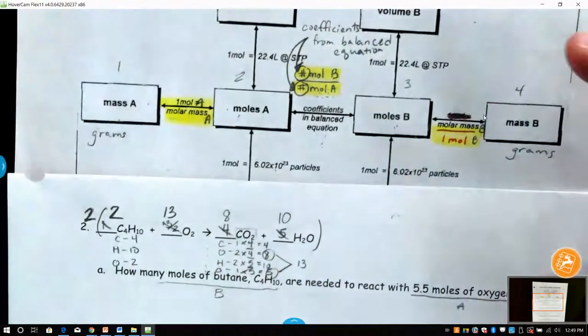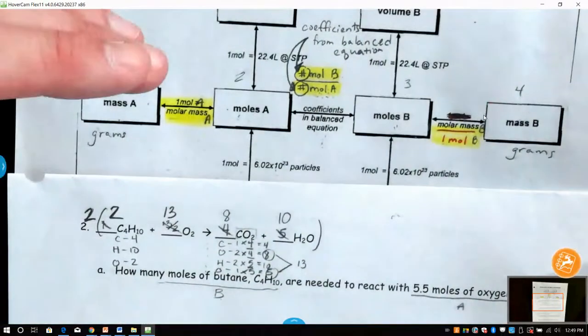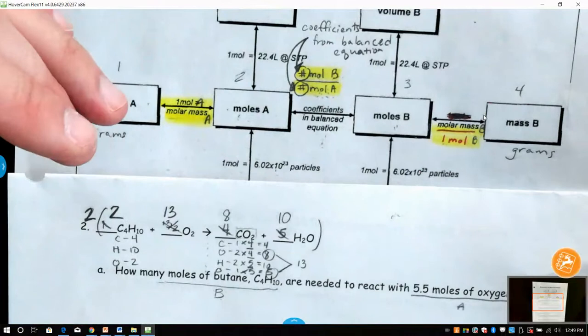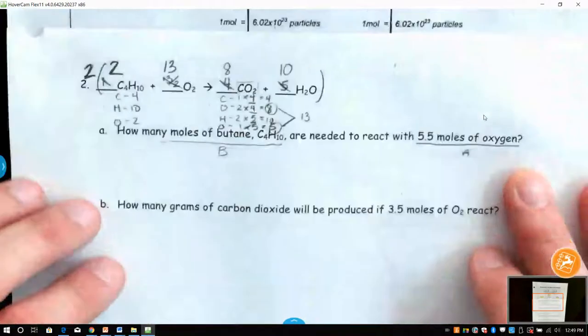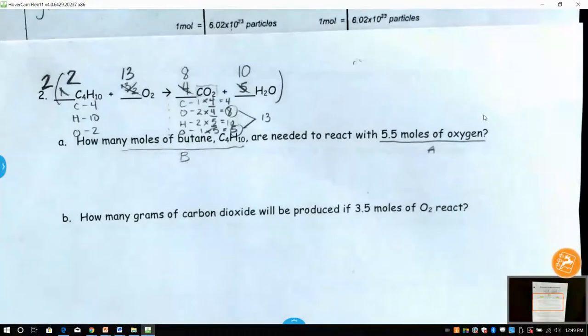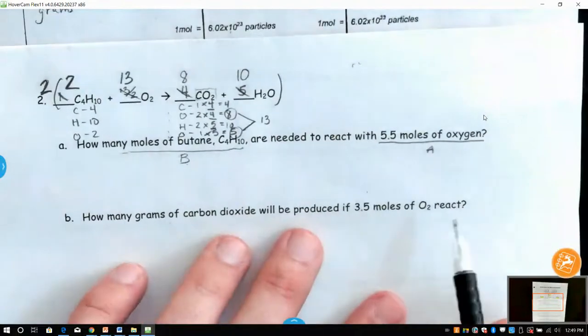So let's do the one that's a little bit more of a pain in the butt. Let's do letter B. All right, so in letter B, can you guys tell me what is our given? What do they give us?